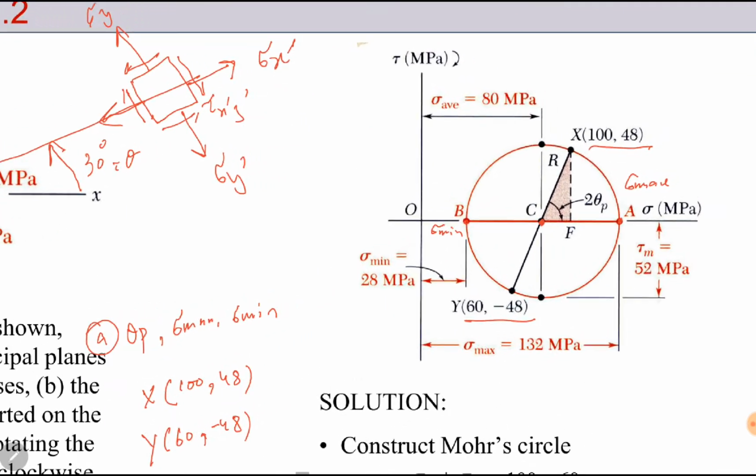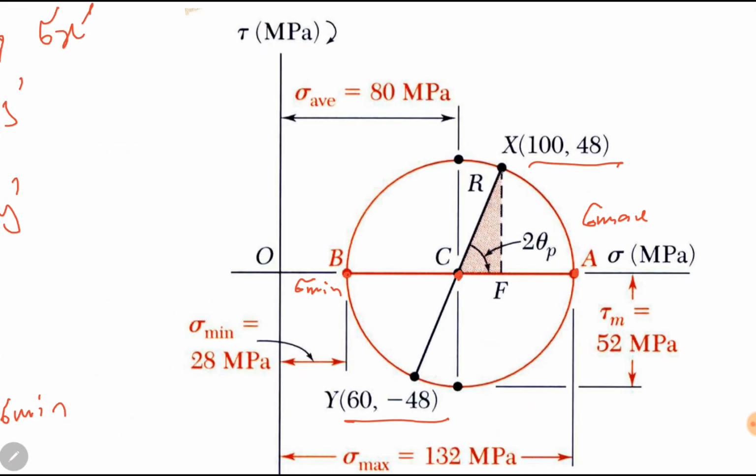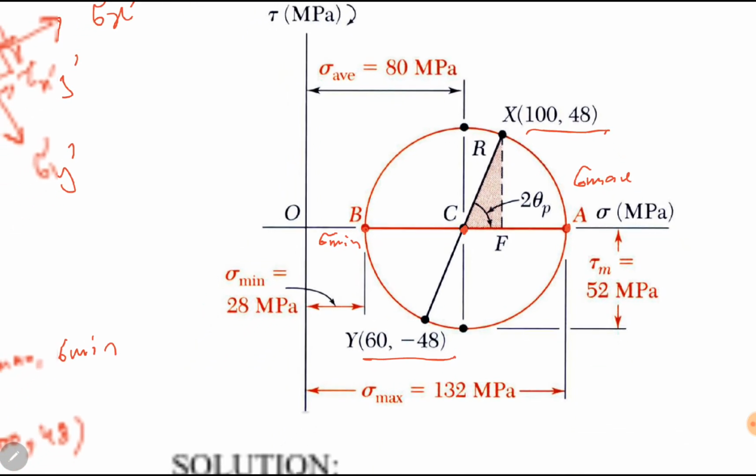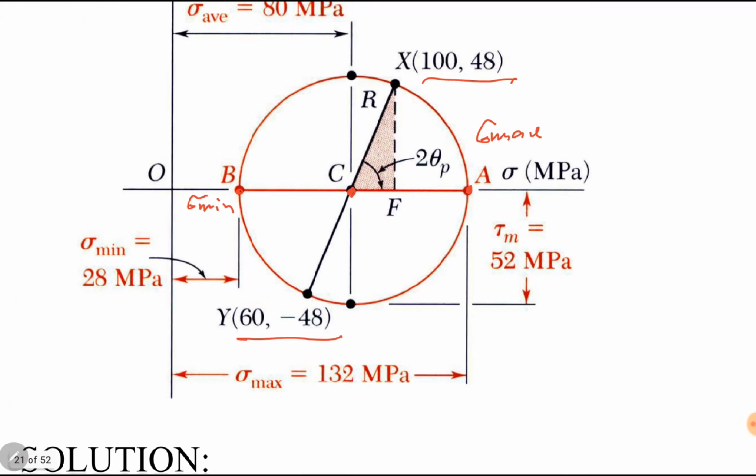You can draw a perpendicular line from X to F to find the radius. So here we have CF and XF. We can find CF and XF using the method already explained in the previous problem. CF is equal to OF minus OC. F has the coordinates of 100, 0. 100 is same as this 100. 0 is because the second coordinate is 0 because it lies on the horizontal axis.